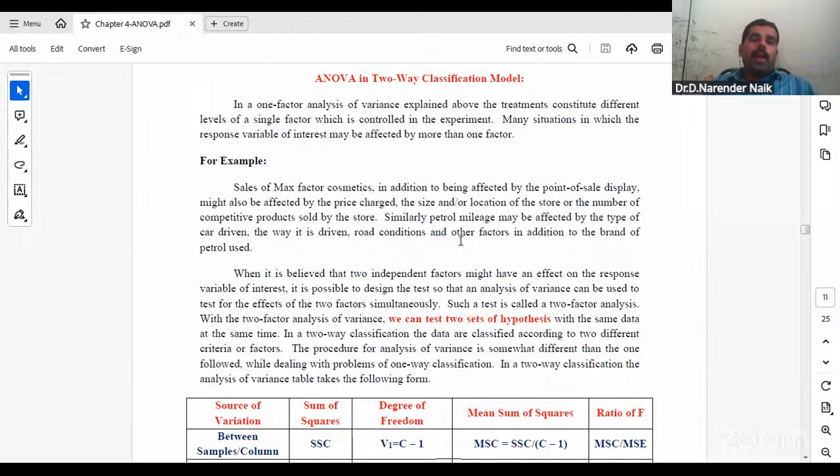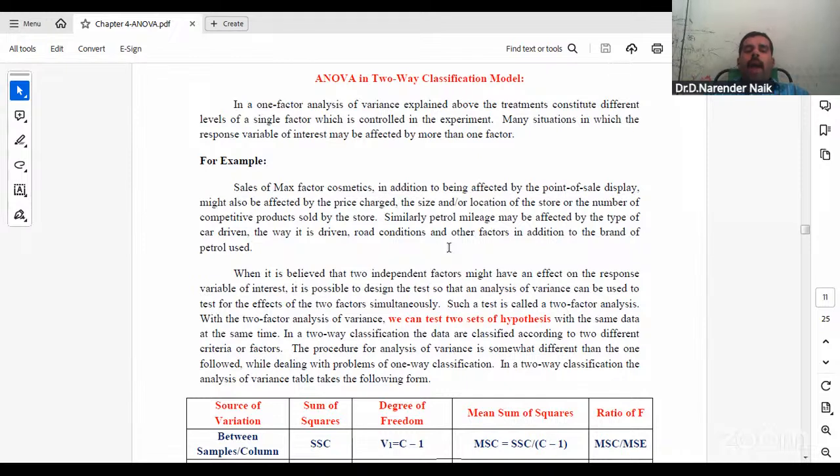In the one-factor analysis of variance explained above, the treatments constitute different levels of a single factor, which is controlled in the experiment. There are many situations in which the response variables of interest may be affected by more than one factor. When one factor is affecting another factor, there the ANOVA two-way classification is involved. For example, see the different examples.